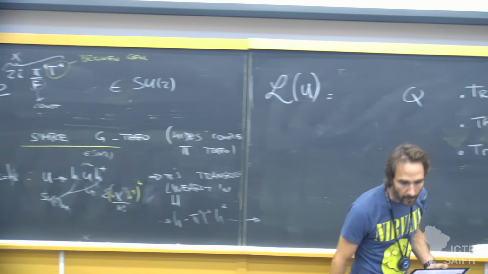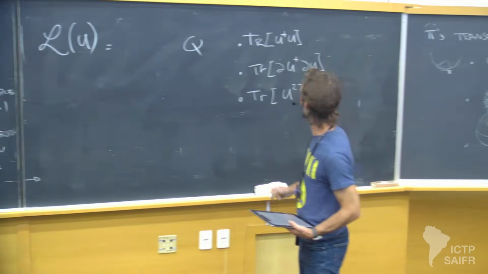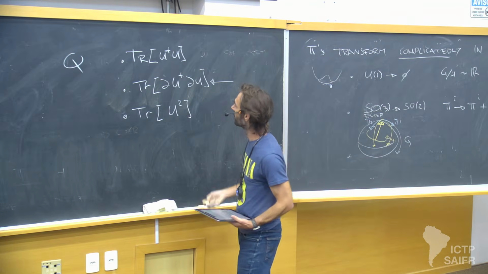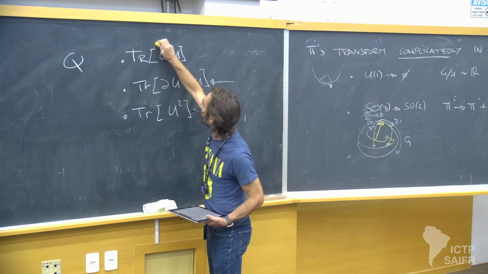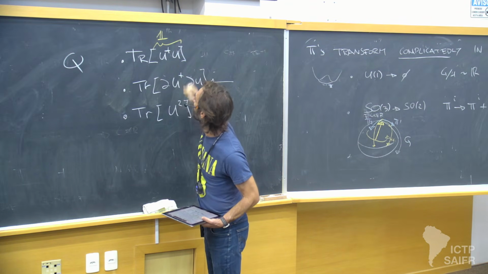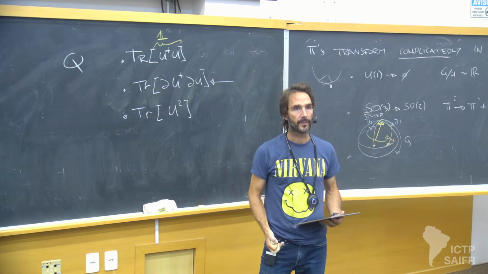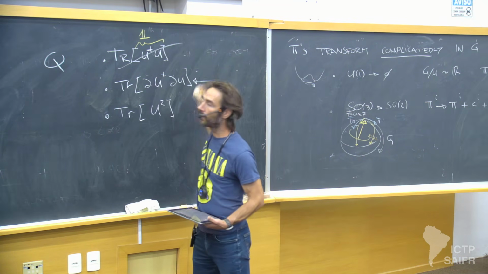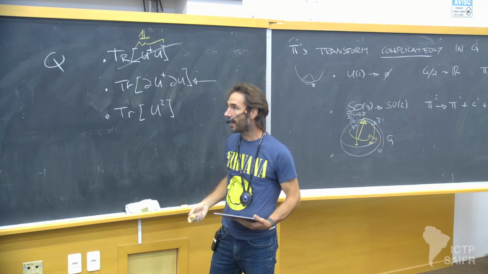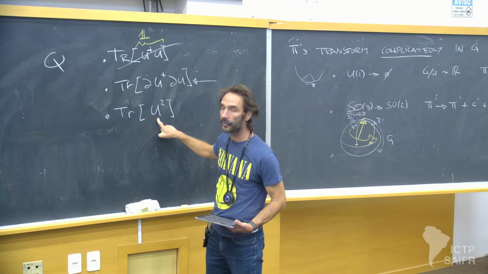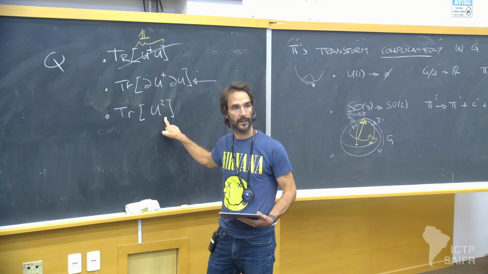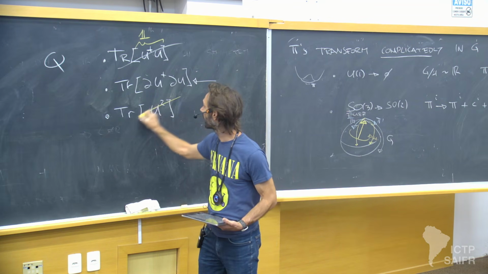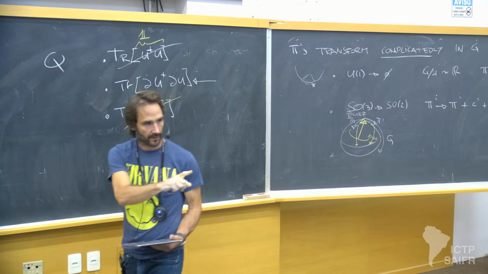What did you guys respond? Okay, most of you went for this guy. It's correct. And the reason is that this guy is 1. U dagger U is equal to 1. So this, you don't have it in the Lagrangian. And this guy is not invariant because it doesn't transform in the correct way, okay? So it's this one. Give me just 30 seconds.